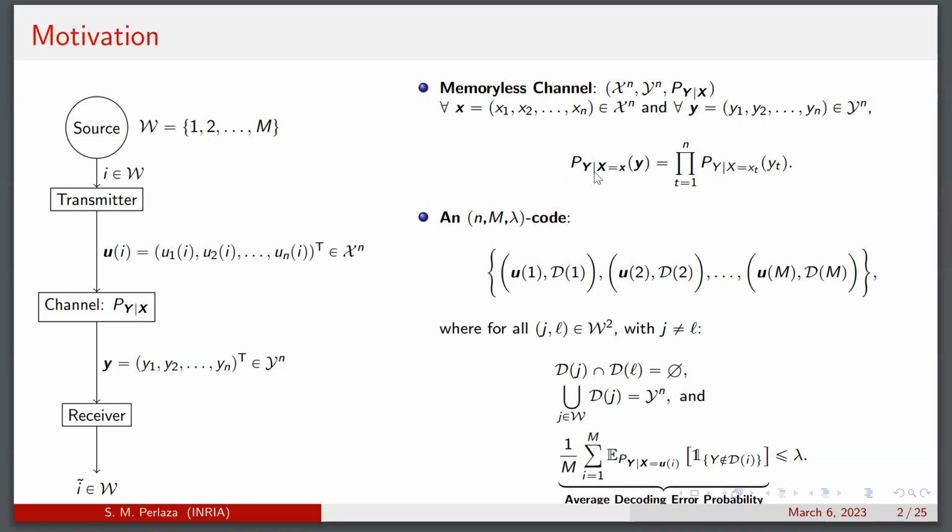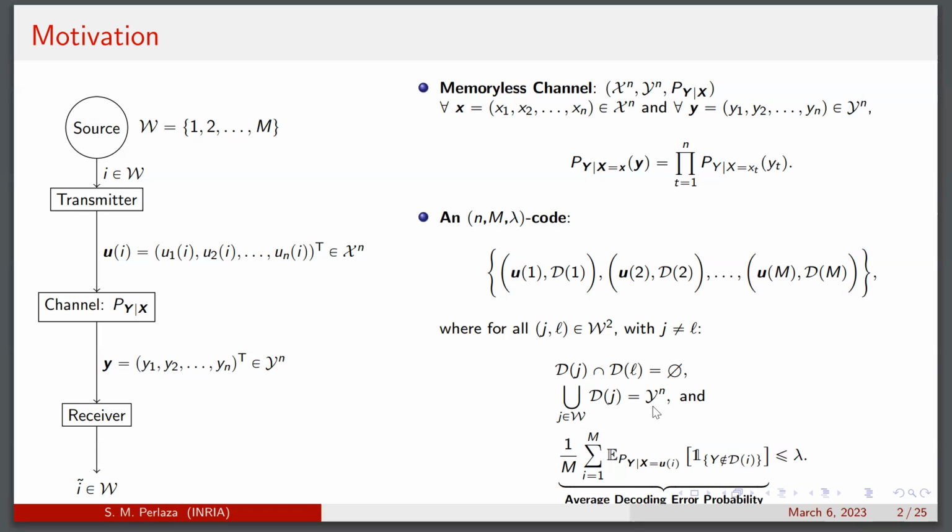And the idea that we have been turning around is that of a code, essentially an (n, M, lambda) code, which is represented by a set of pairs: one is the code word that we are going to use, and the other, D, is the decoding set. Essentially, when the output of the channel falls within a given D, we assume that the symbol that has been transmitted is the corresponding index. Of course, these decoding sets are disjoint, and their union we expect is the whole space where we expect the output of the channel to be.